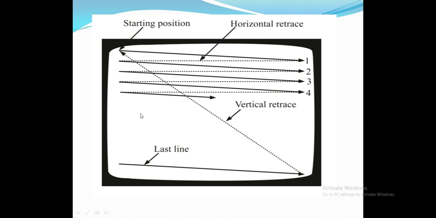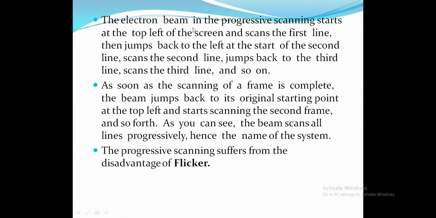So this is the same as horizontal scanning and retracing. Okay, retracing period. So it is a vertical retrace. After completion of the 625th line, it goes again to the starting line. Okay, so here, in progressive scanning, the electron beam starts at the top left of the screen and scans the first line, then jumps back to the left at the start of the second line, scans the second line, jumps back to the third line, scans the third line and so on.